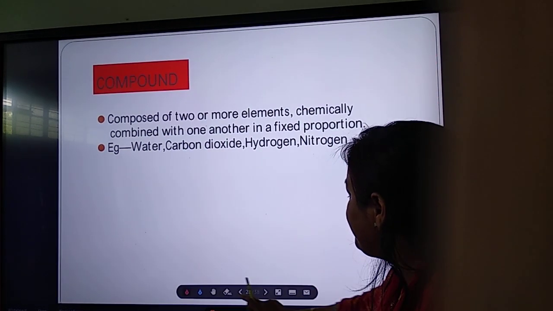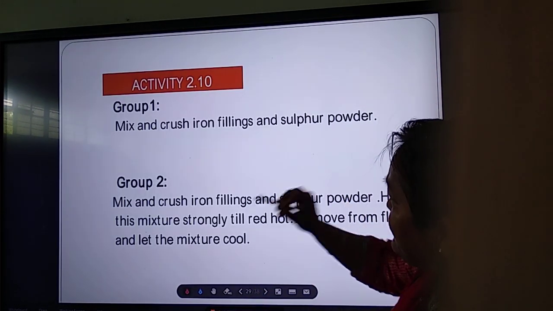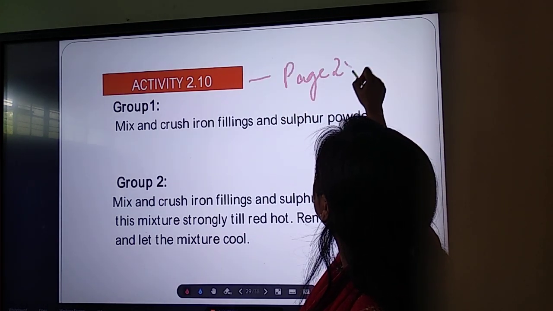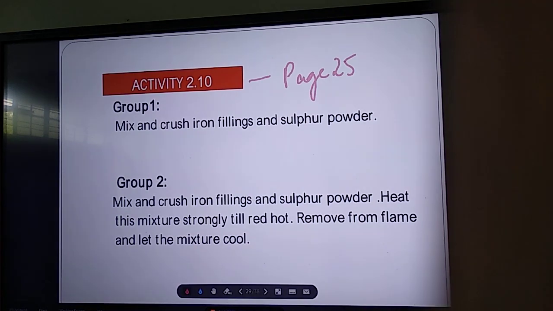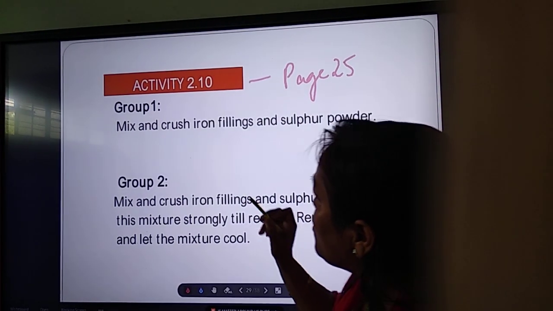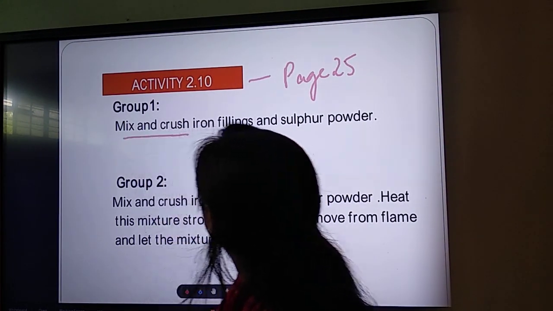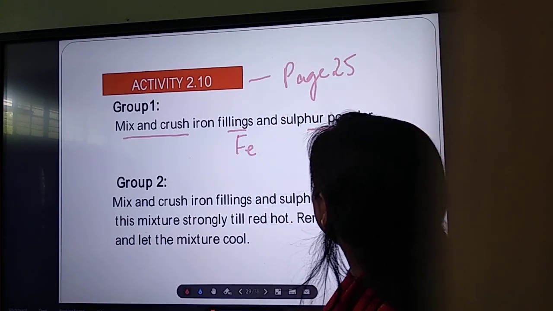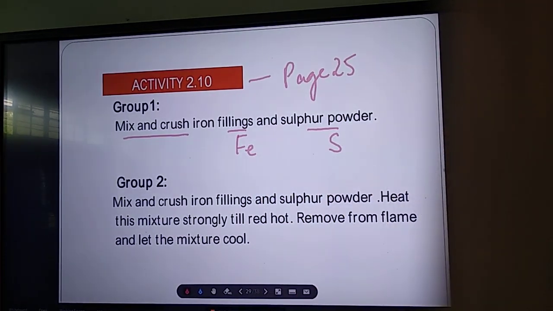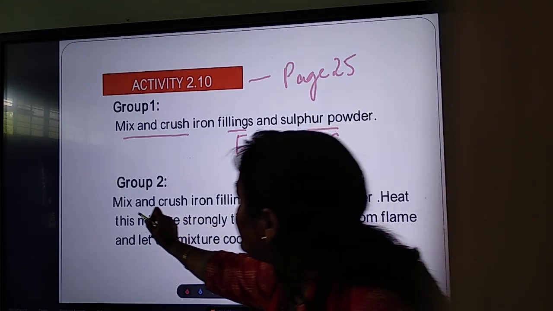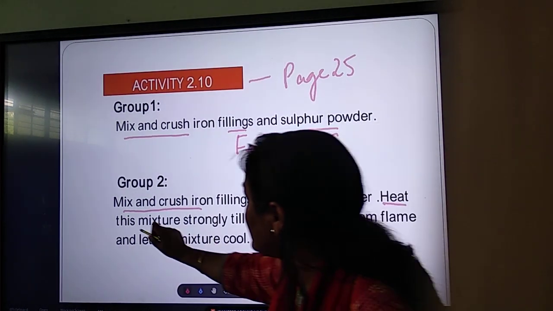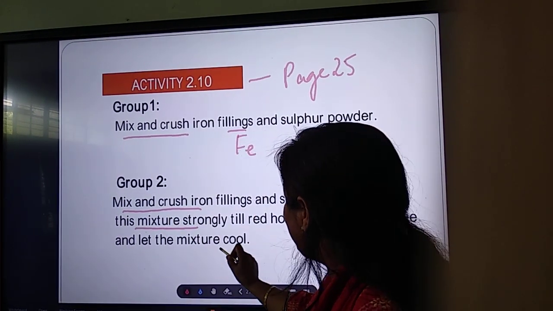Next step is an activity. One activity is on page 25 of your textbook, refer to it. What you have to do is, 2 groups are given. One group just mixes iron filings and sulfur powder. Another group mixes iron filings and sulfur powder, heats this mixture strongly and allows it to cool.